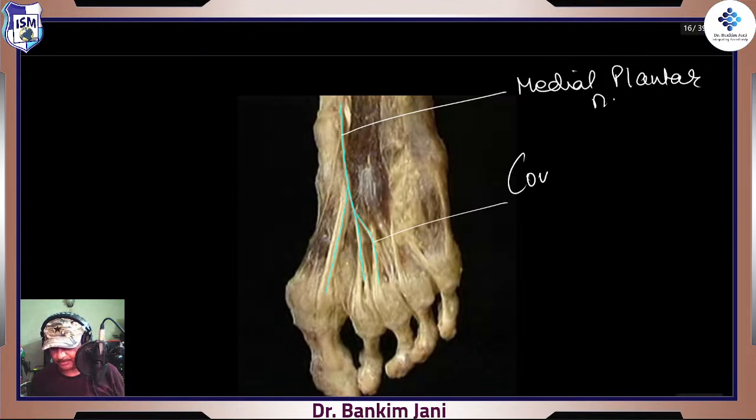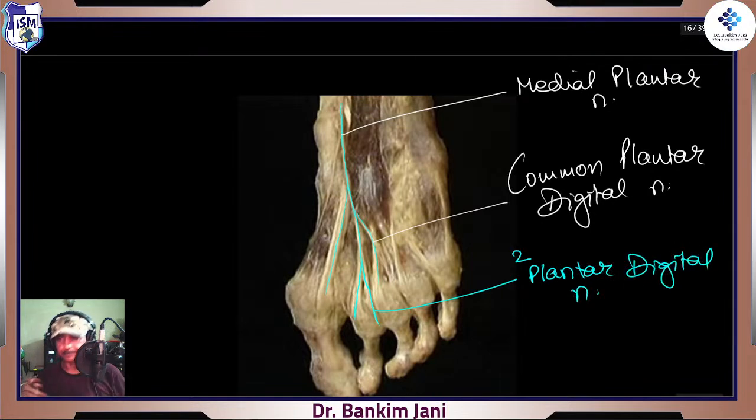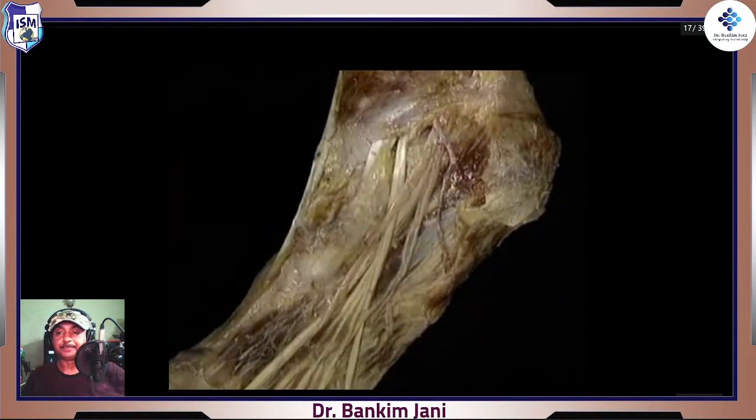So let me name it. This is the common plantar digital nerves, and then they divide. Here it is, right? They divide into two, so we have got two plantar digital nerves. And this medial plantar will be supplying the sole, right? So I'll write it over here: it supplies the sole, the medial 3.5. Okay, so that was the medial plantar.